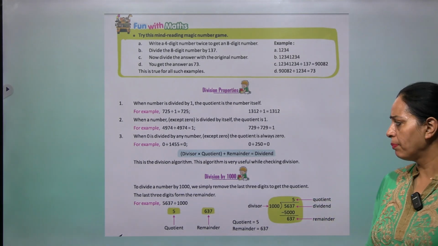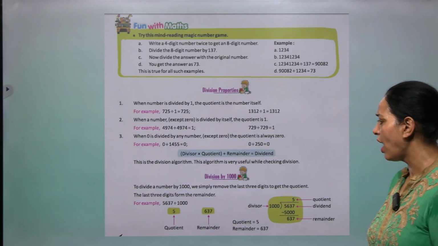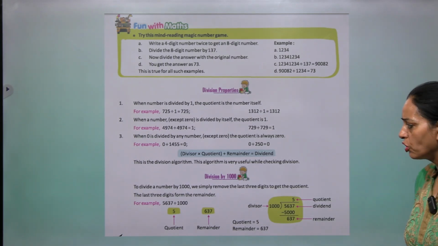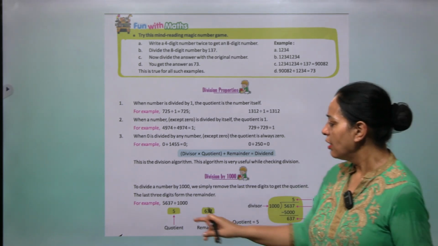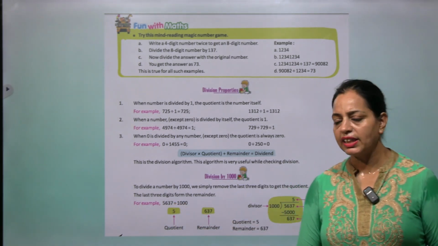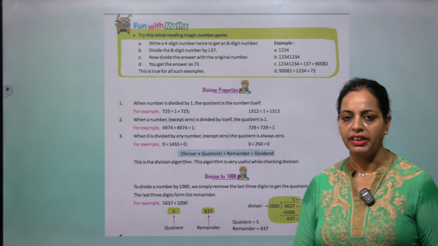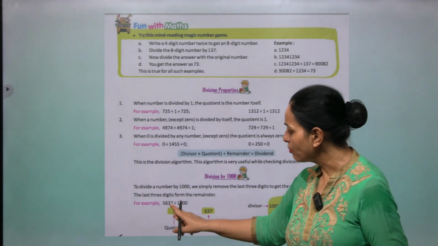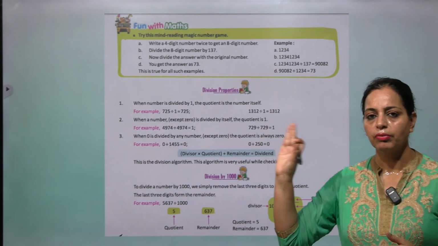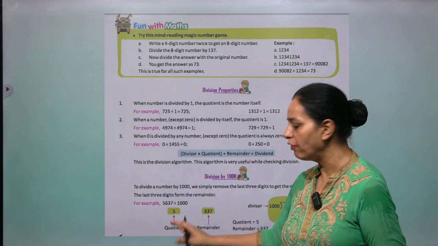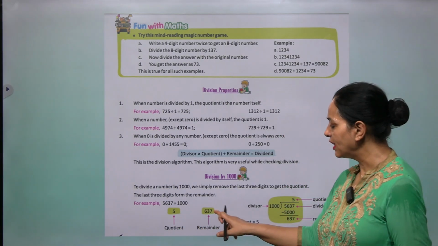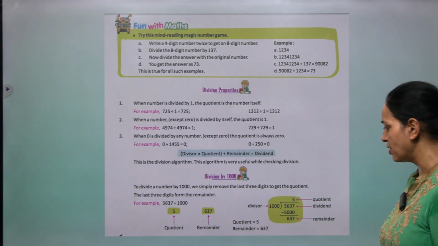To divide a number by 1000, we simply remove the last 3 digits to get the quotient. The last 3 digits form the remainder. See, for example, 5637 को हमने 1000 से divide करना है, तो आप क्या करोगे? आप जो last 3 digits हैं इनको अलग कर दोगे, separate कर दोगे. The first is 5, so 5 is the quotient and 637 is the remainder, right?